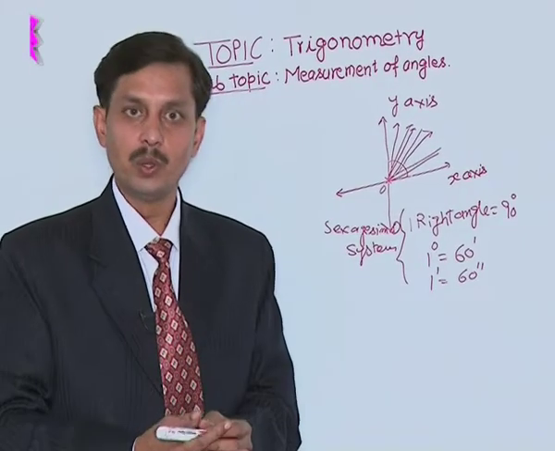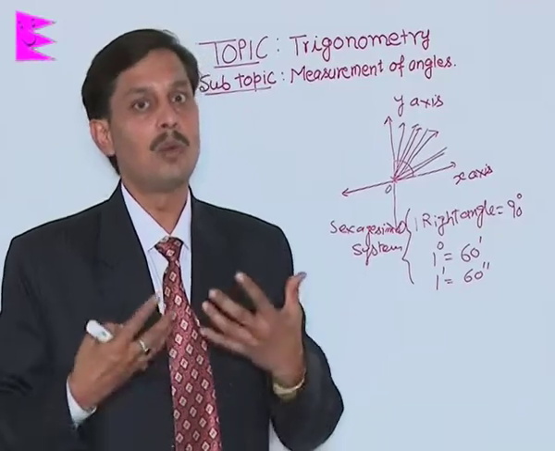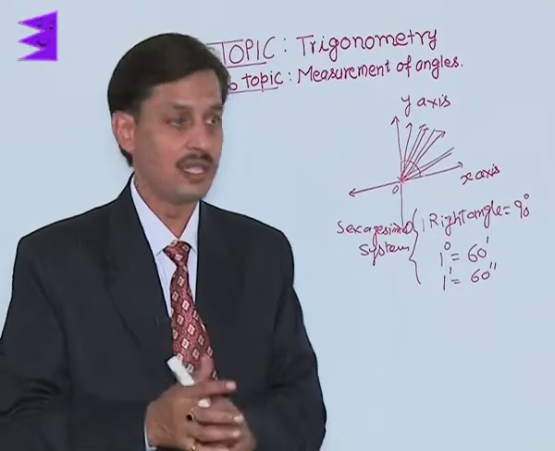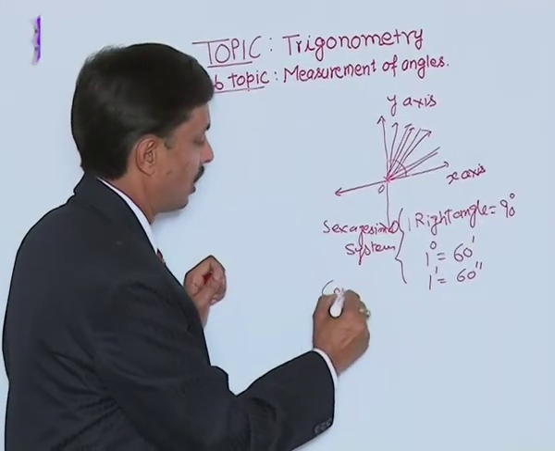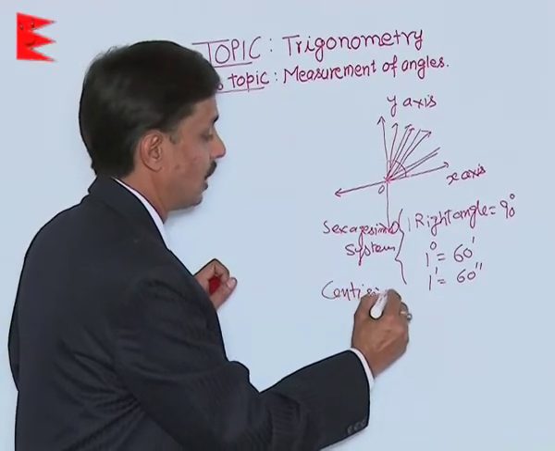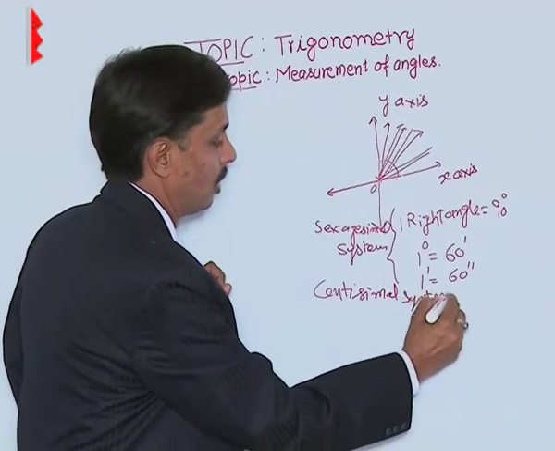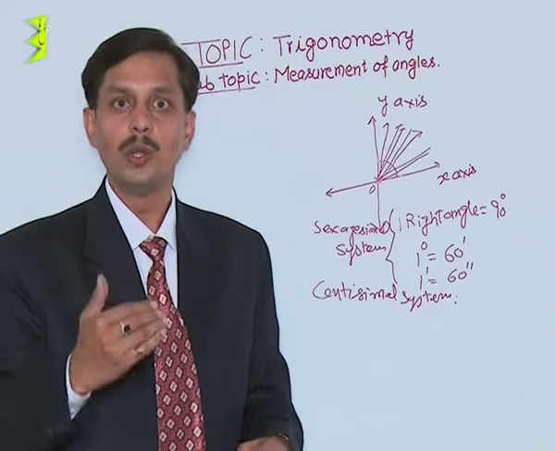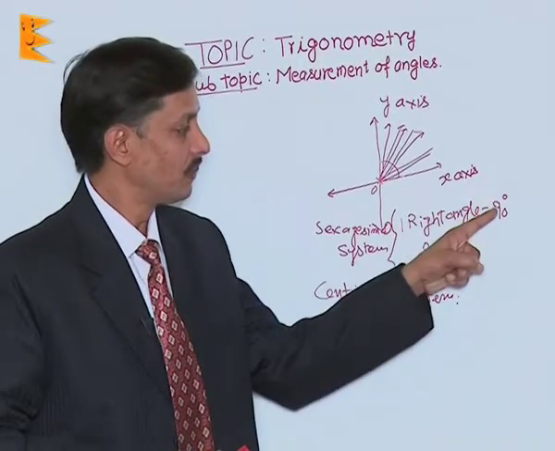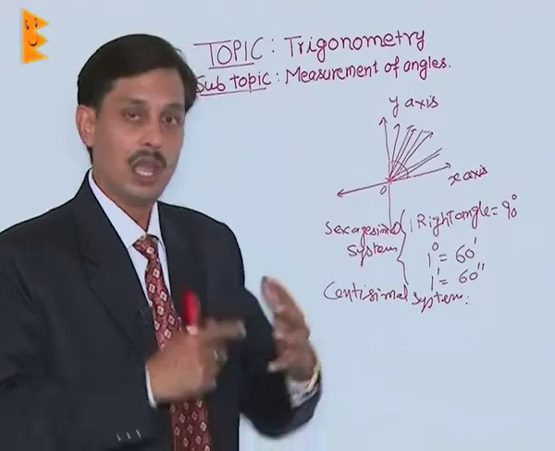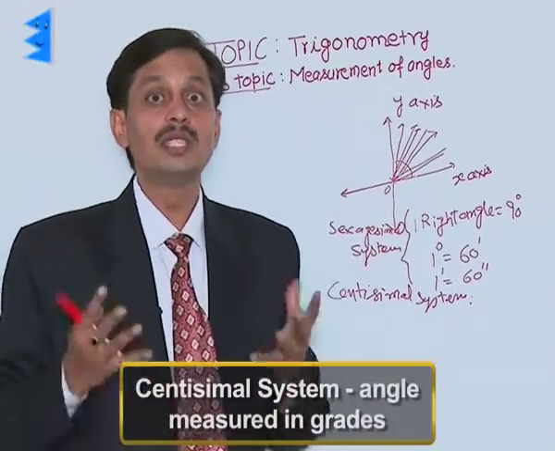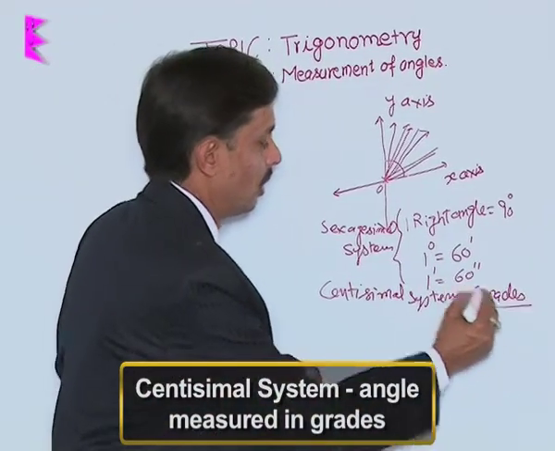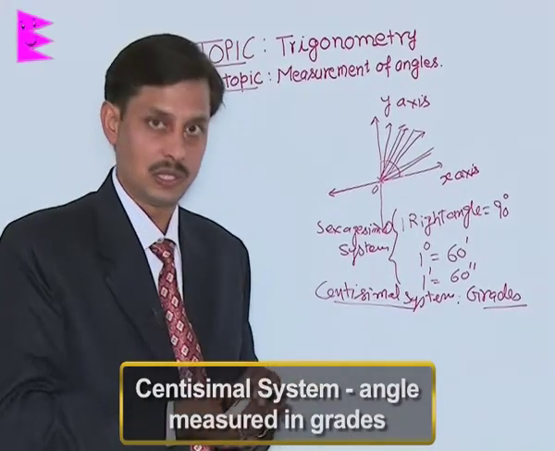Now I want to explain the second system of measuring angles. The name of the second system is the centesimal system. As I told you, if angle is measured in degrees, it falls in the sexagesimal system. But if the unit of the angle is given in grades, then this is known as the centesimal system.